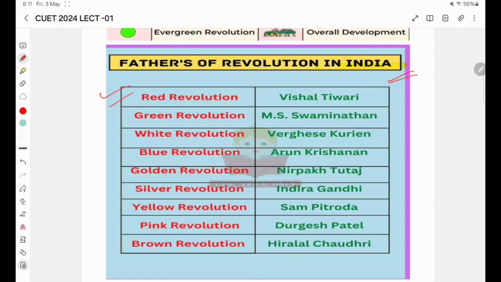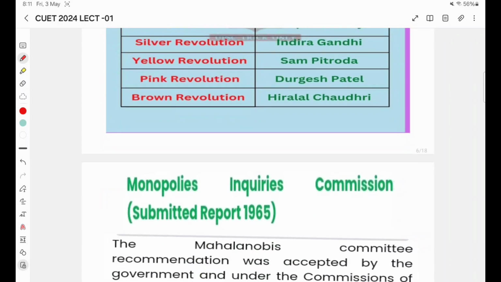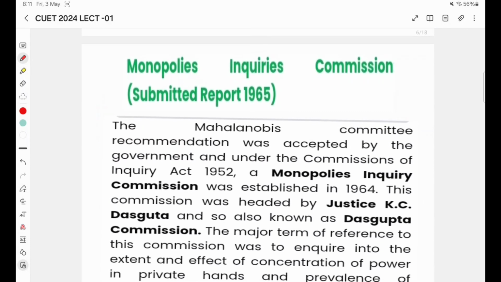Most of the questions are asked from this particular slide, so you can go through this. Next, come to the Monopolies Inquiry Commission. The report was submitted in the year 1965, but the commission was set up in the year 1964. The Mahalanobis Committee recommendation was accepted. Who recommended this Monopolies Inquiry Commission?